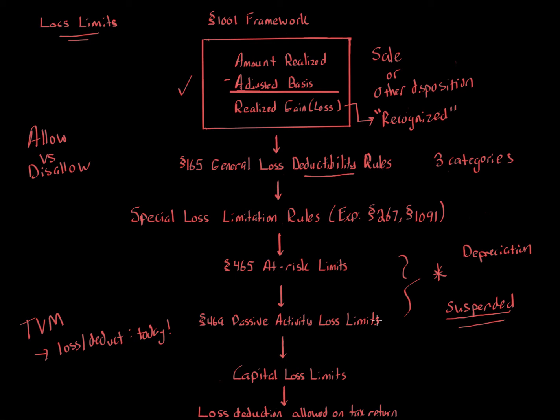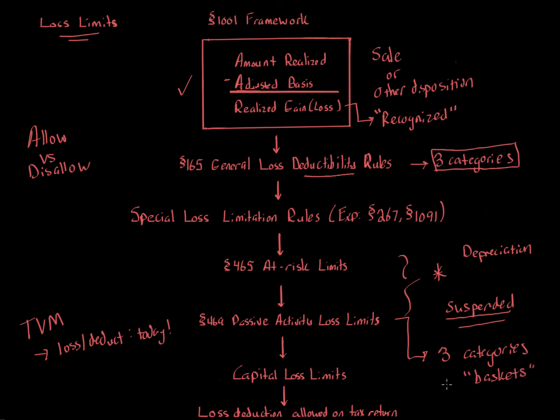So if you didn't get hit with the at-risk rules, usually you got hit with the passive activity loss rules with respect to tax shelters. Really what the passive activity loss limits do is break activities into 3 different categories. I know this is getting tough, right? We had 3 categories with respect to Section 165, but then we have these 3 categories, or a better way to think about them, they call them categories, but I call them baskets. There are 3 baskets with respect to the passive activity loss limits.